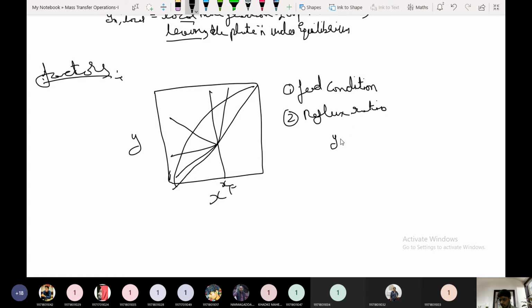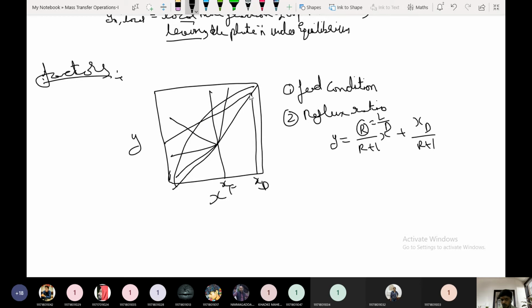We already know the rectifying section operating line is R by R plus 1 into X plus XD by R plus 1. So in this one, R is equal to L by D. So this R will vary this line. So this is XD projected up to the diagonal, and this line is the rectifying section operating line.